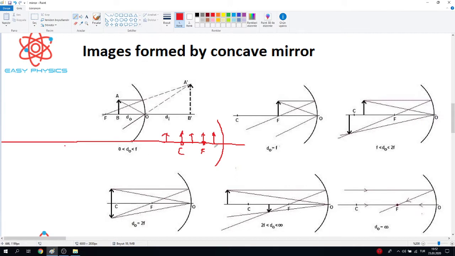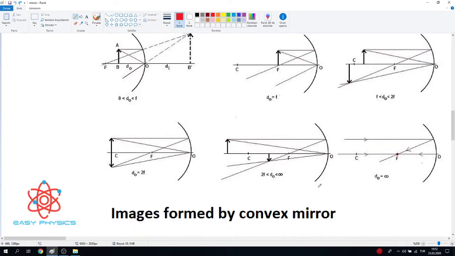Okay, so depending on different locations of the object, where will be the image and its properties. Now we are going to learn all of them by drawing the location and the properties of the image. Let's start with the case when the object is at the infinity.